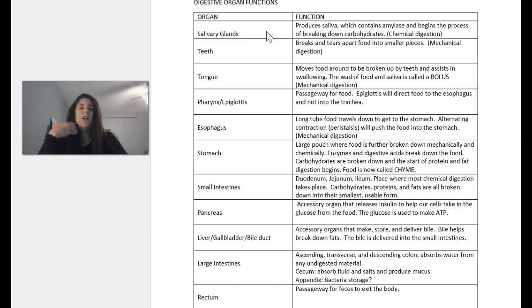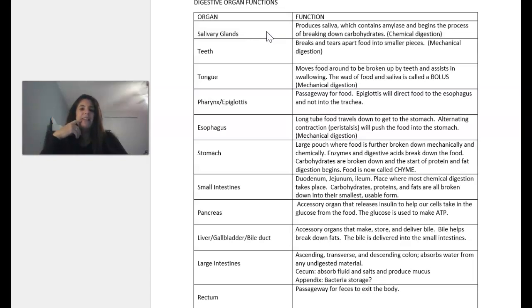When you swallow that bolus, the tongue will help push the food to the back of the oral cavity, where it will then go down the pharynx or the throat and hit the epiglottis. And the epiglottis, like we talked about with respiration, is going to cover the trachea when you swallow so that food does not go down your windpipe. It instead goes behind to the long tube, which is called the esophagus.